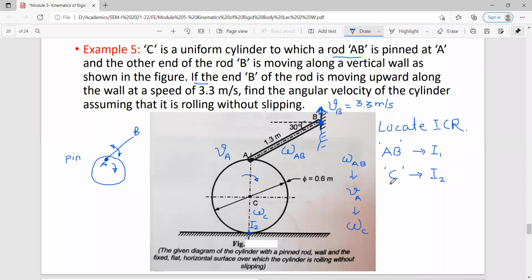Okay, so now how to locate? We have located the ICR for the cylinder. We know that for a rolling object, the ICR is the point of contact between the object and the surface. But what about rod AB? How to locate the ICR for rod AB? Rod AB का कैसे ICR locate करोगे? How will you locate it? Do you know any concept you have learned in the previous classes?